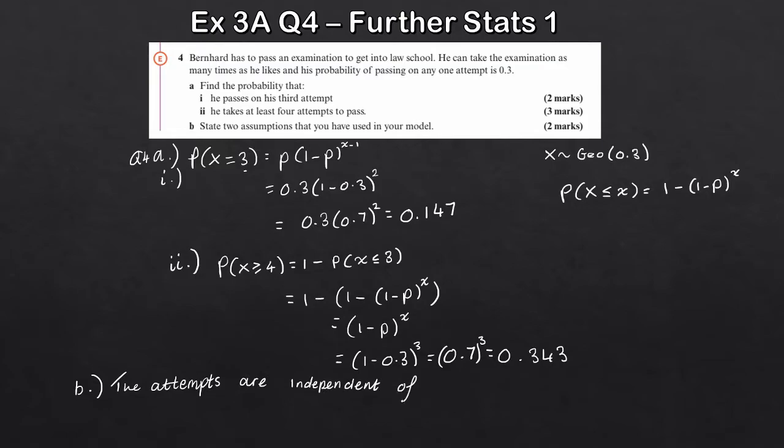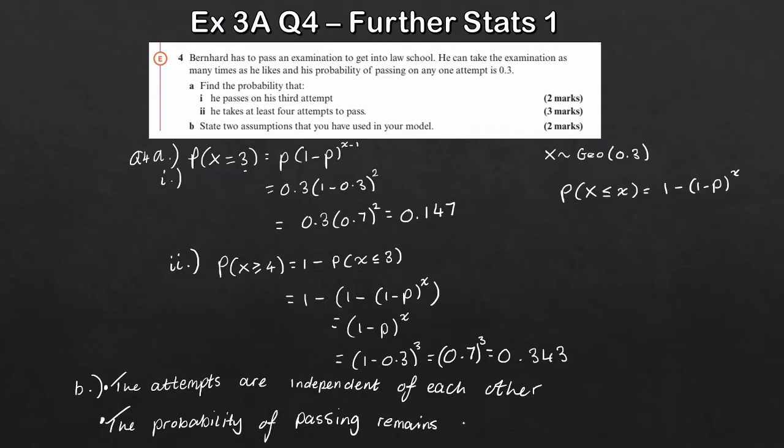So they're independent of each other. So that's my first point there. And my second point that we make is that the probability of passing remains the same with each attempt. So the probability of passing remains the same.